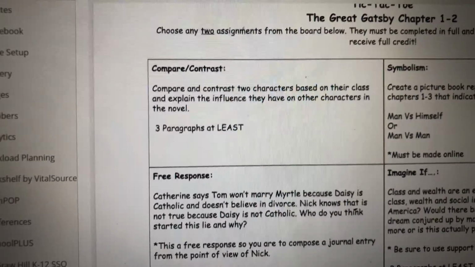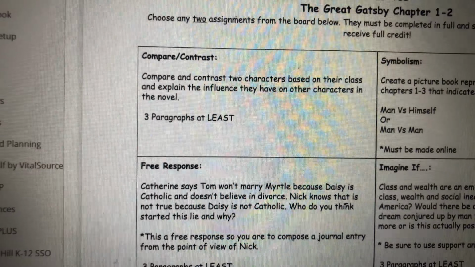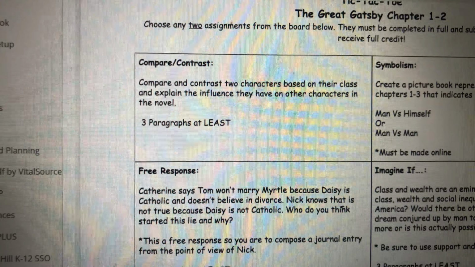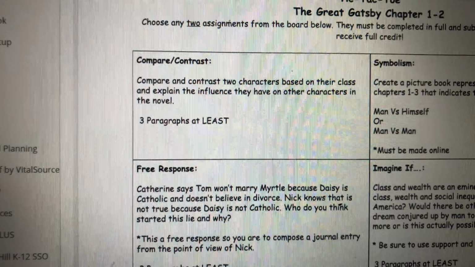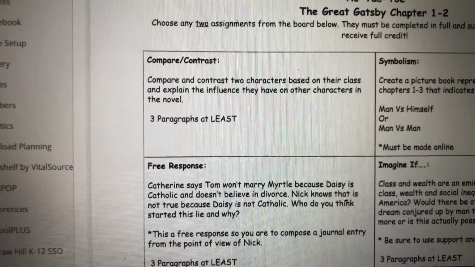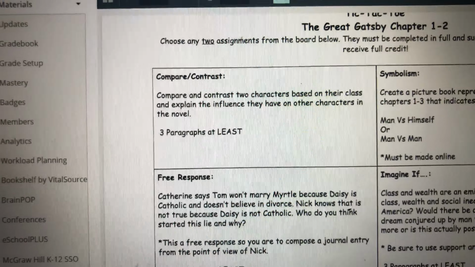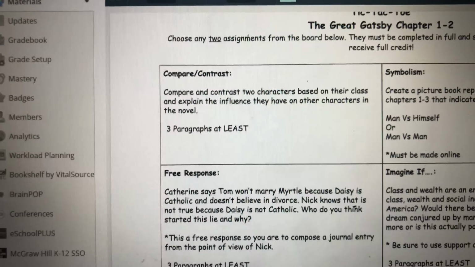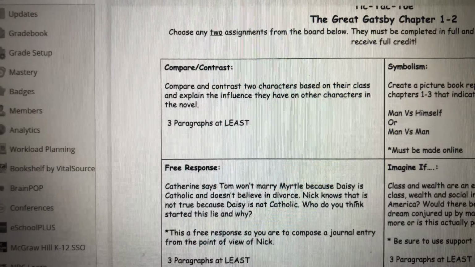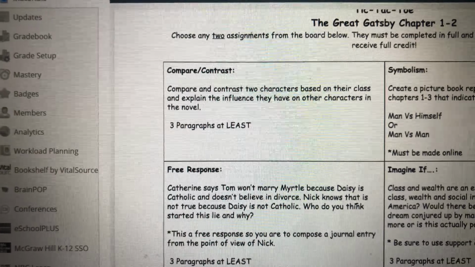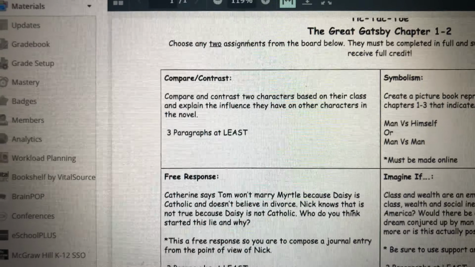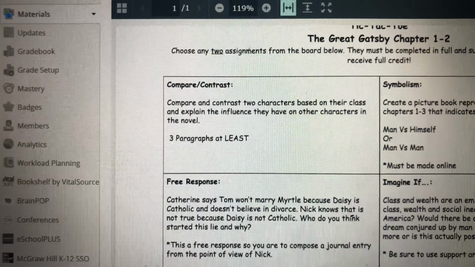So looking at the first one, compare and contrast. Compare and contrast 2 characters based on their class and explain the influence they have on other characters in the novel. What I mean by class is, of course, economic class. You guys are going to be reading 2 and 3 this week. So think of East Egg versus West Egg. You have your upper class as well as the Valley of Ashes.